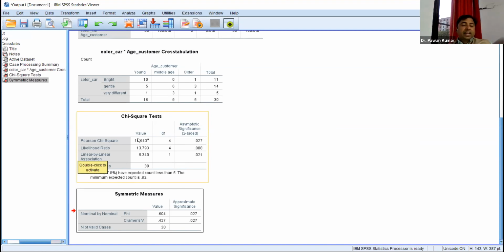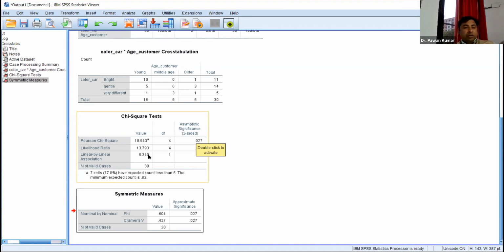You have to quote this. You can write it in your report writing, or when you report the analysis. Even more important is that in the case of chi-square Pearson, you mention the 0.027. This is the p value, which is more important in order to decide whether to reject or accept the null hypothesis. This is the calculated value of the Pearson chi-square, that is 10.943a.